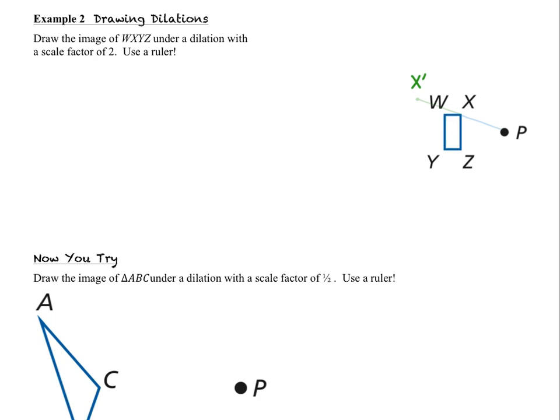When you're working in Notability, you don't have to use a ruler. What you can do is draw the segment and then make a copy of that segment and then attach it to the end of the original segment. In effect, making a scale factor of 2 by doubling the length of the original segment.